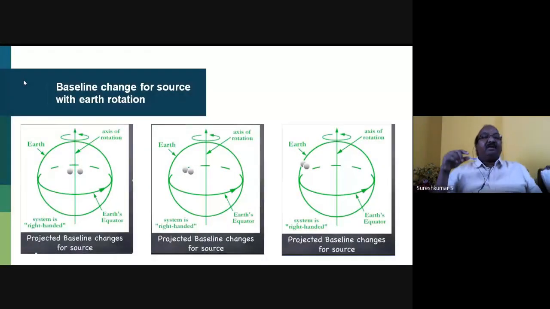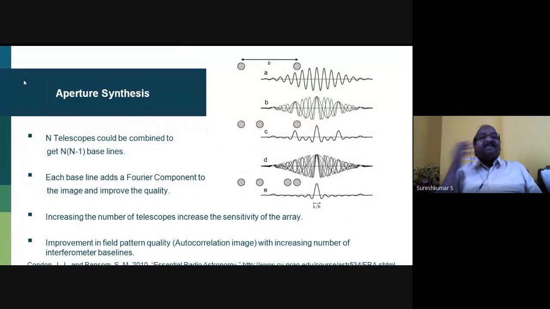I will demonstrate here the baseline for a source with the Earth rotation. In the slide, you can see the two antennas with the Earth rotation at some distance. When the Earth rotates, the distance between these two antennas with respect to the source changes. You get a different baseline. Like that, as the Earth rotates, the baseline keeps changing, and you get various baselines, various resolutions, and multiple recordings of the same source. And this is called aperture synthesis.